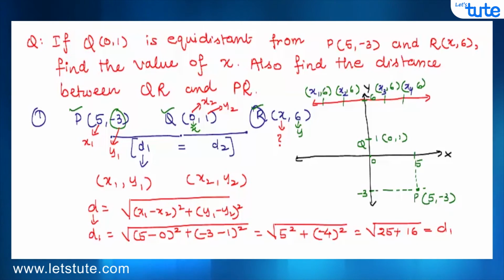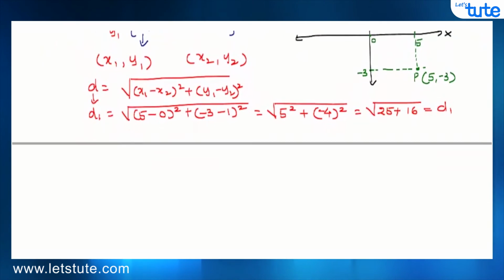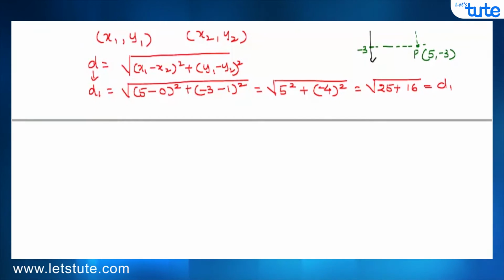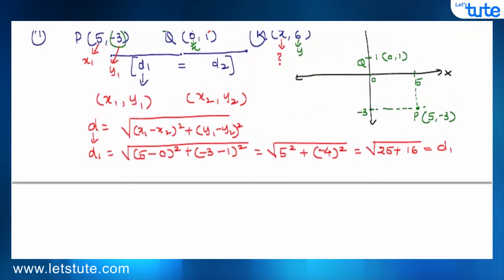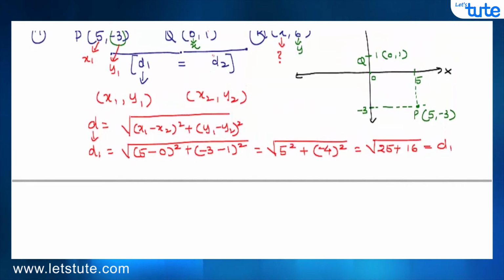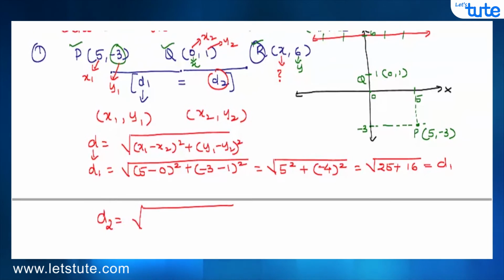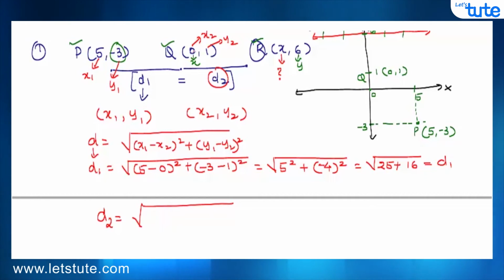Let's go down and find D2. For D2 we have to use Q and R. You can see here, for D2 we have to use Q and R. Let's apply the same distance formula now for D2. For that reason, we are already considering this 0 as x2 and 1 as y2. Let us take this as x1 and 6 as y1.